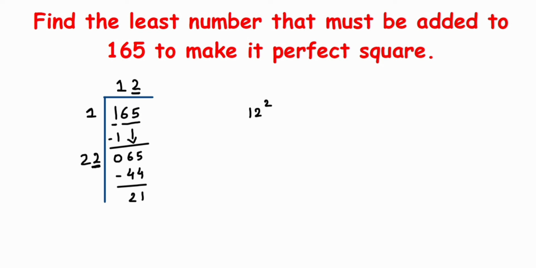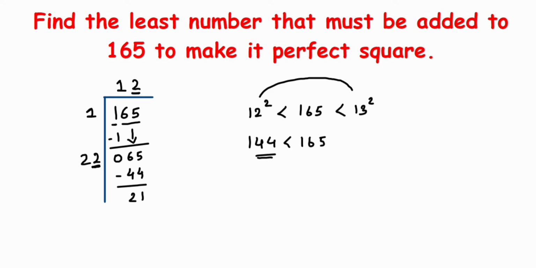So this means 12 square is less than 165. It's obvious, right? That is why we're getting a remainder. 12 square is nothing but 144, so 144 is less than 165. We have to find the next perfect square after 144. 144 is already a perfect square. After 12 square we have 13 square. So 13 square will be the next perfect square.